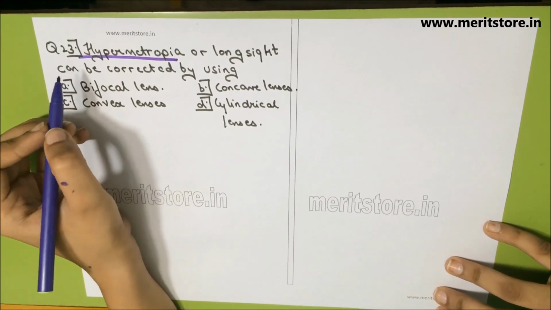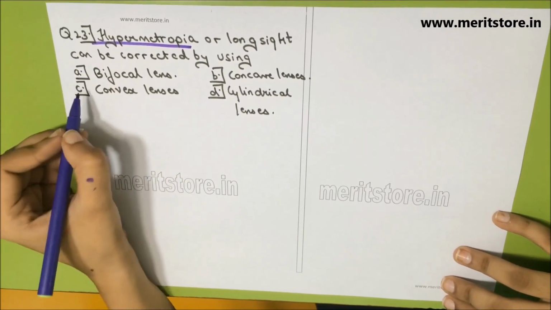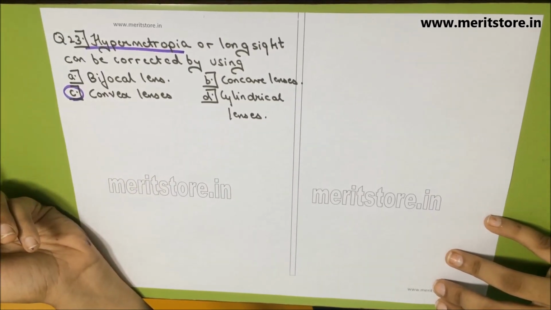Hypermetropia is a condition in which the light cannot focus on the retina of the eyes. It can be corrected by using convex lenses, option C.